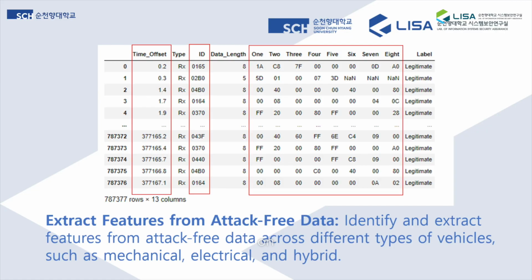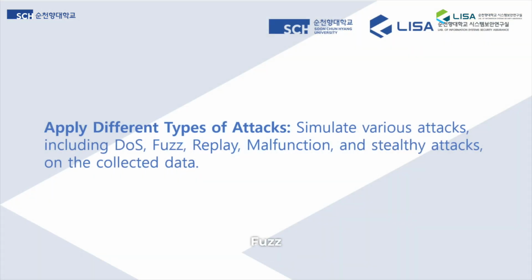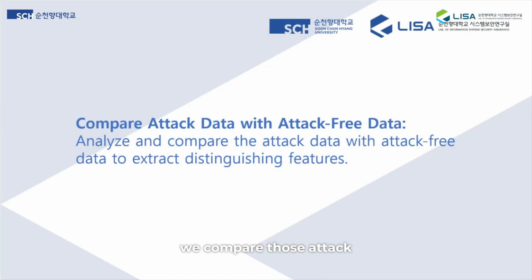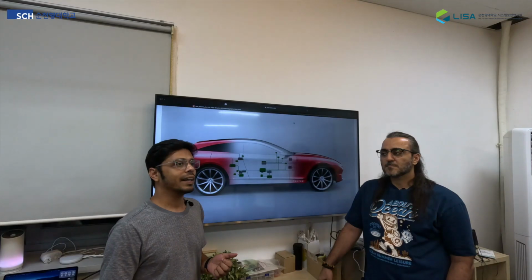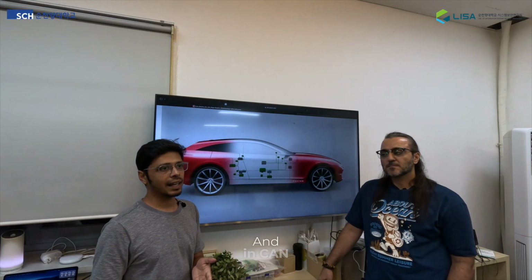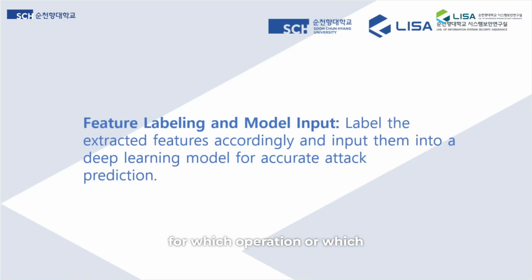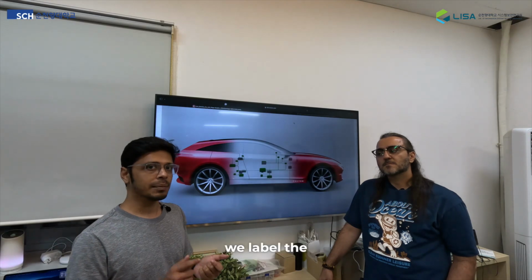Then on those cars we collect different types of attack data sets like DOS, fuzz, replay, malfunction, and different types of stealthy attack data sets. After that we compare those attack data sets with the normal data set, and after that we extract the features, and in CAN there are several types of data sets. So which feature is responsible for which operation or which abnormal behavior, we try to find out. According to this we label the data.